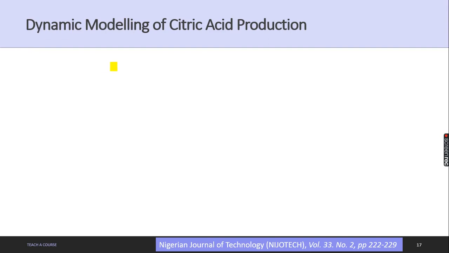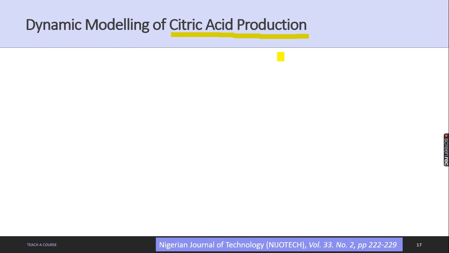In this class we'll be discussing dynamic modeling of bioprocess. We'll be taking a few examples. One of the examples is about the citric acid production process, which we are taking from a research paper discussing citric acid production from Aspergillus niger.